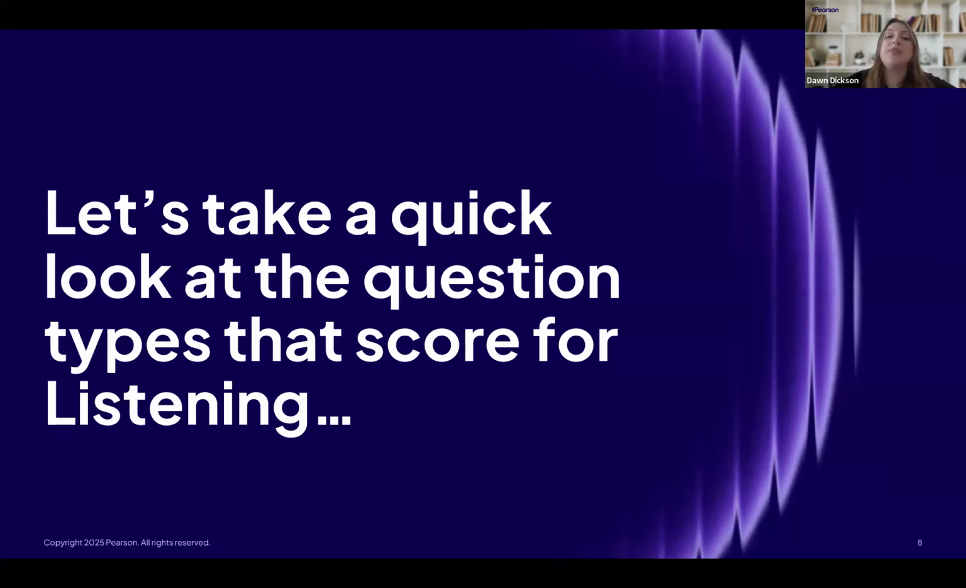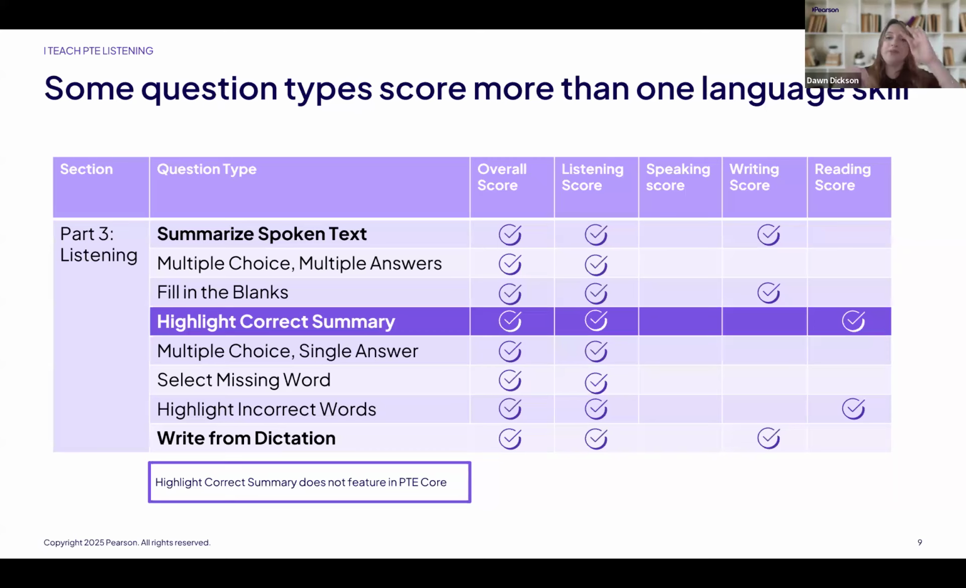So let's take a little look at the question types that score for listening. You can see on this slide here that some question types score on more than one language skill. I mentioned this to you before in terms of integrated skills.